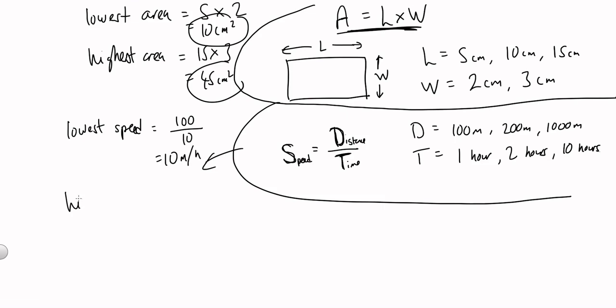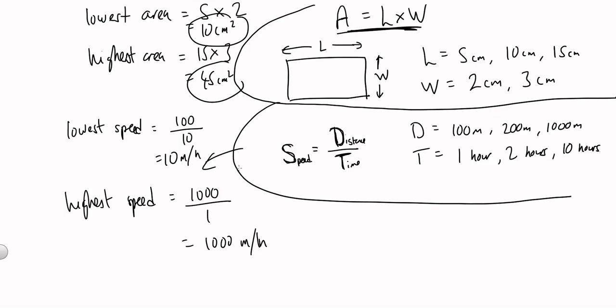The highest, so the other worst case scenario, the highest possible value, to get that, we need the biggest number on the numerator, smallest number on the denominator. 1000 divided by 1 is 1000 meters per hour. All right, it might not be a snail after all.